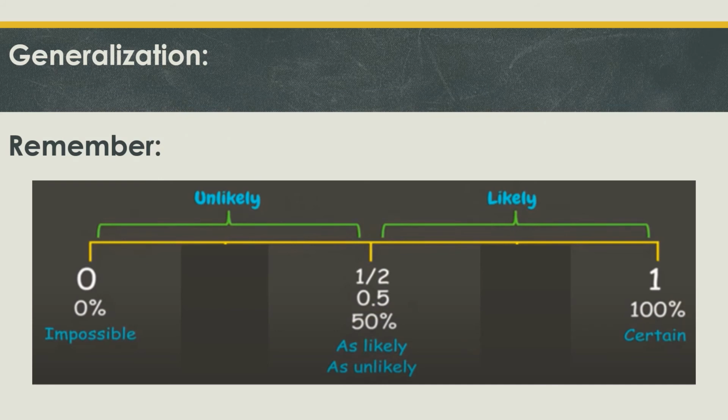Remember, in getting the probability, 0 means impossible to happen. Between 0 to 1/2 means unlikely to happen. 1/2 or 0.5 or 50% means as likely as unlikely to happen. Between 1/2 to 1 or 100% means likely to happen. 1 or 100% means certain.